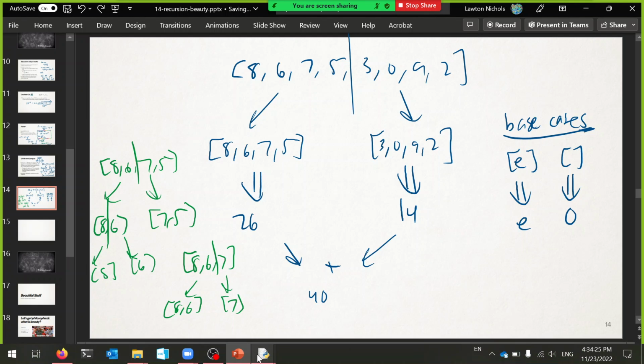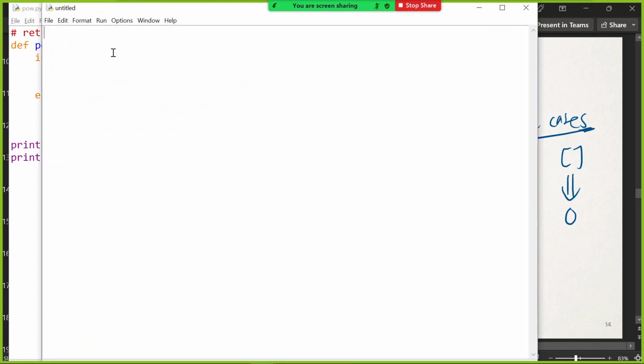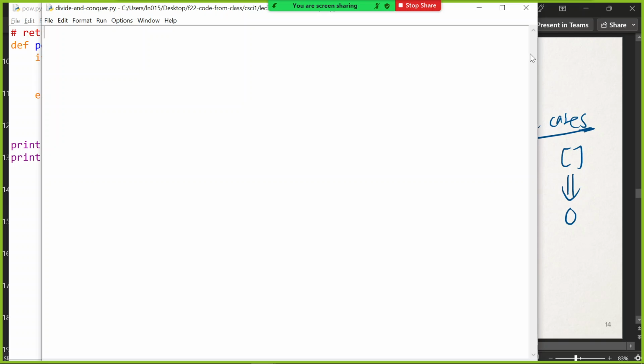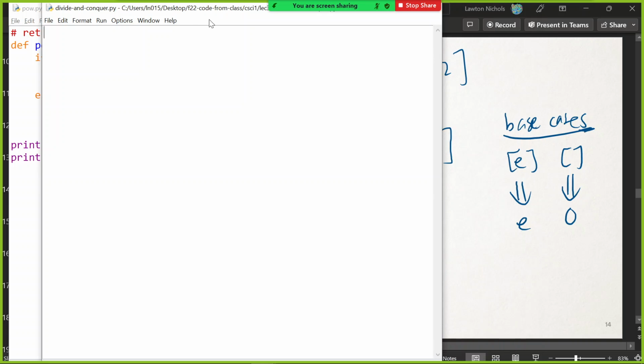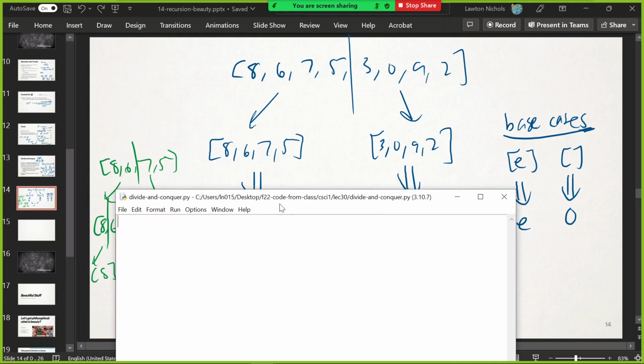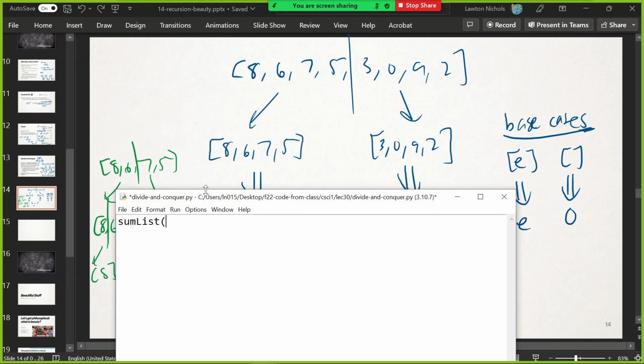This is a good divide and conquer example. Divide and conquer .py. And so the idea is the user is going to give us, like, I don't know, what do we want to call this? Add list, sum list. And the user is going to give us a list, 8, 6, 7, 5, 3, 0, 9, 2. And it's our job to give back 40.